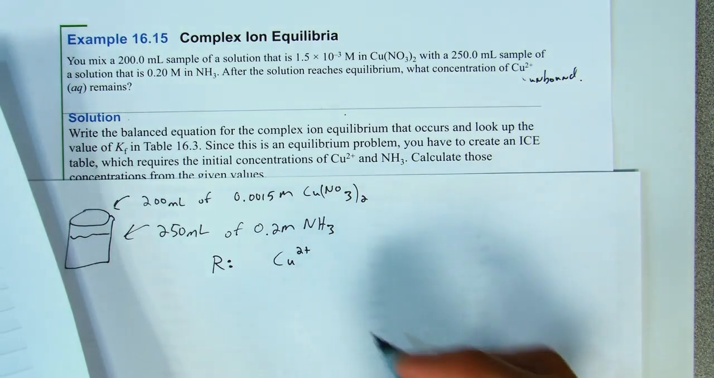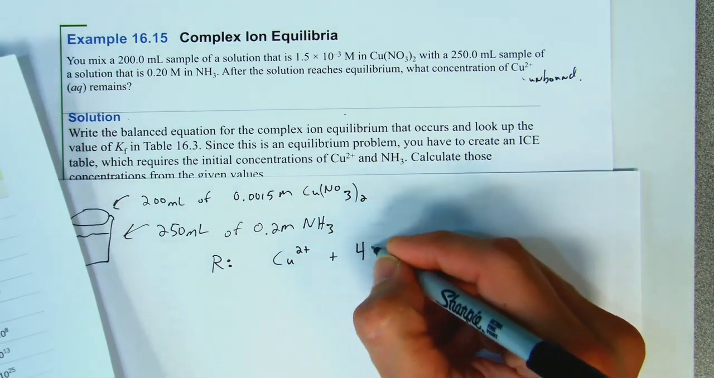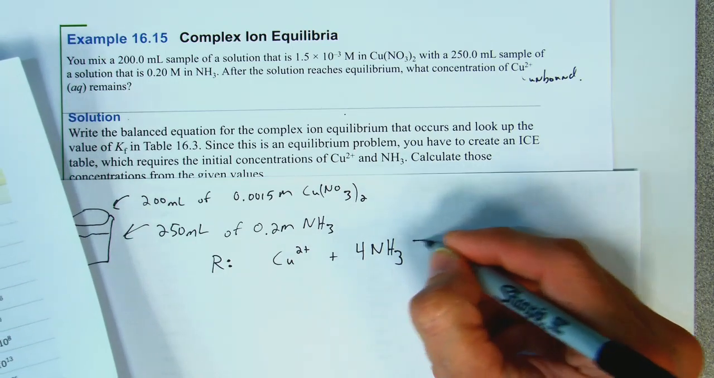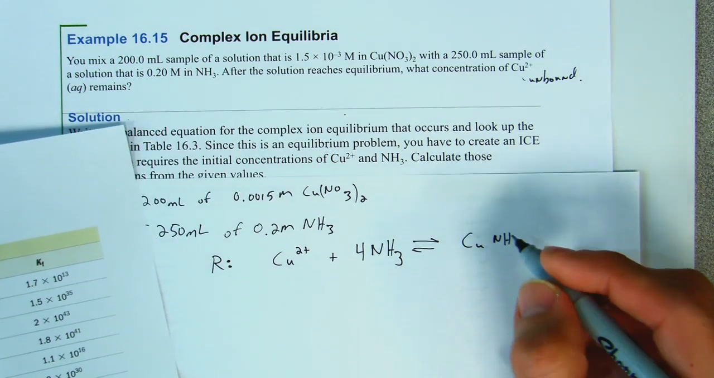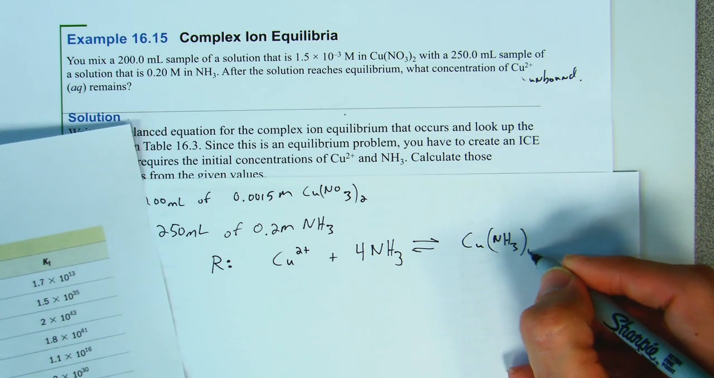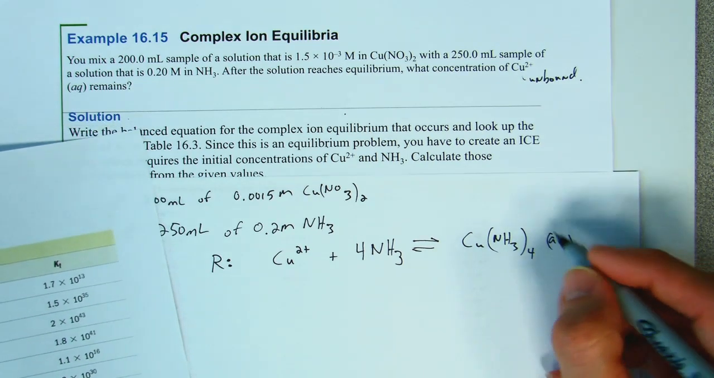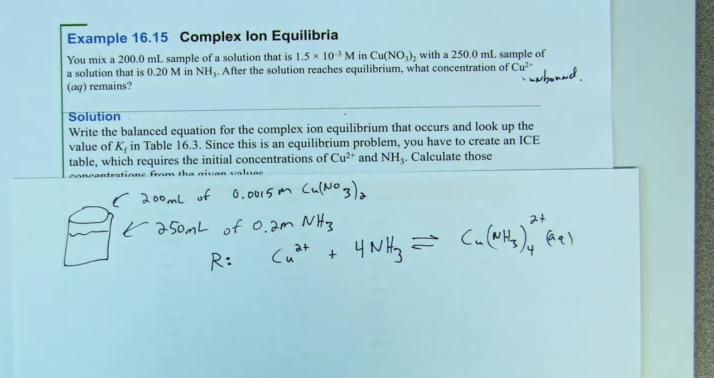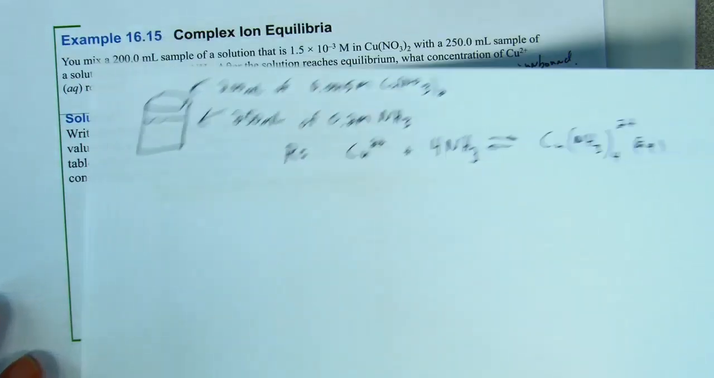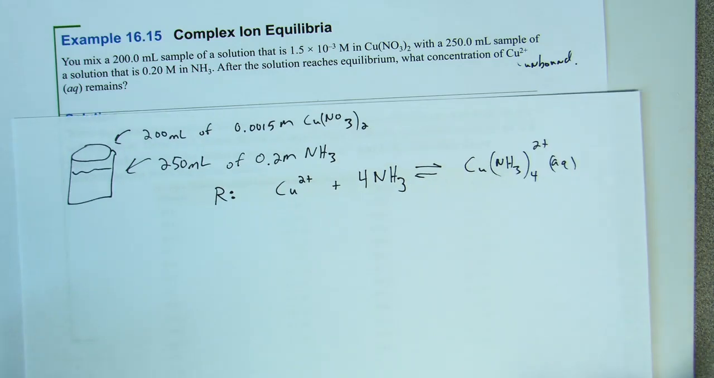Cu2 plus reacting with 4 copies of ammonia, setting up an equilibrium formation reaction in which we make Cu(NH3)4 in the aqueous phase, and that's going to be a 2 plus ion because the copper had a 2 plus charge, right? But we got to start with that reaction. So you can use this complex ion chart to help you with the stoichiometry, because it's not always the same, right? I guess that would be the first step that I would encourage you to master.